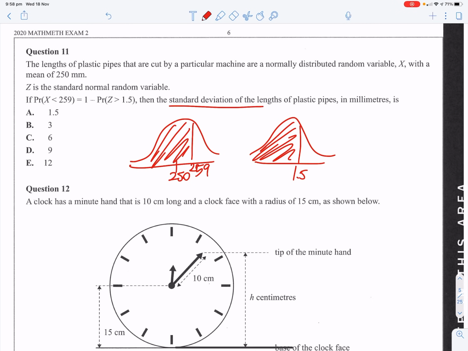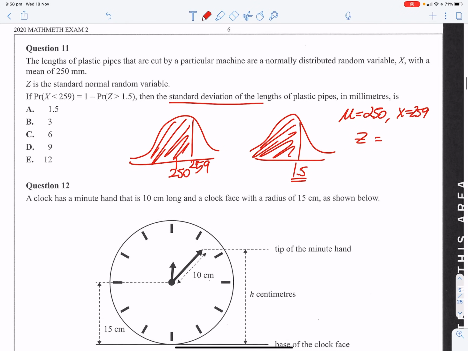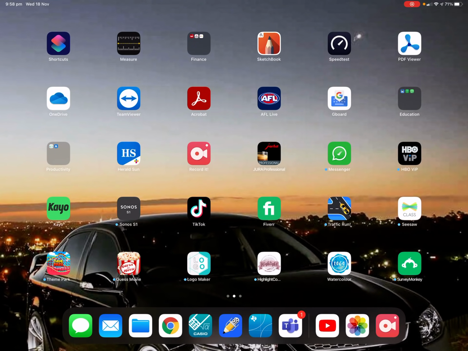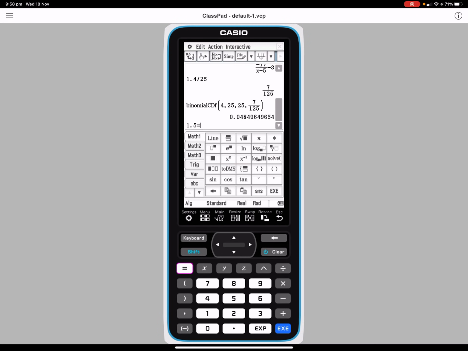We want to find the standard deviation. So we know our mean is 250. X is 259. We know our z value is 1.5. So z, 1.5, is equal to x, which is 259, minus mu on sigma. We solve for sigma, we get sigma is 6.